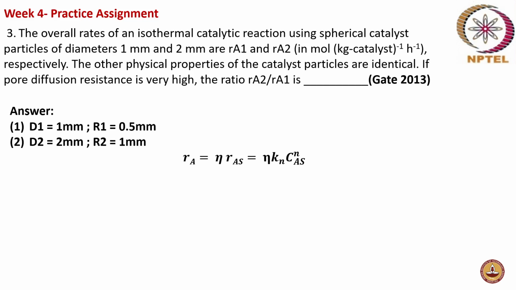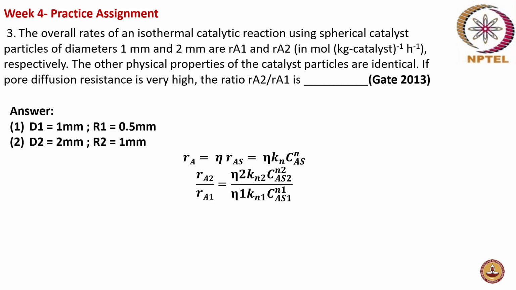So the rate equation: Ra is equal to eta into RAS. How did I arrive at this? It is based on the effectiveness factor. The effectiveness factor is given by the actual rate divided by the rate where all the parameters like concentration and temperature are equal to the surface conditions. So just rewriting it, you get the actual rate Ra equal to eta into RAS. We know what RAS is. RAS is nothing but Kn into CAS power n, right?